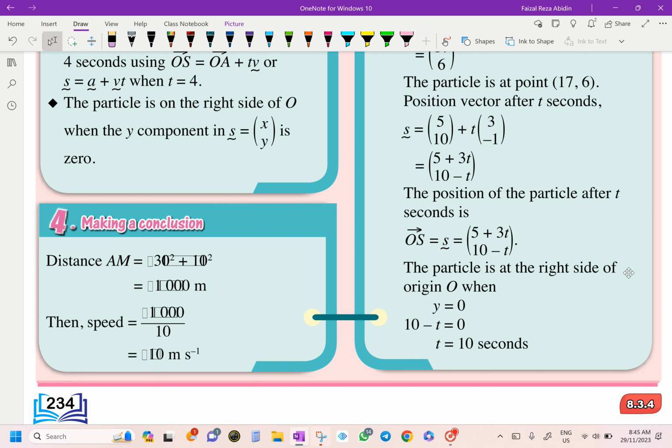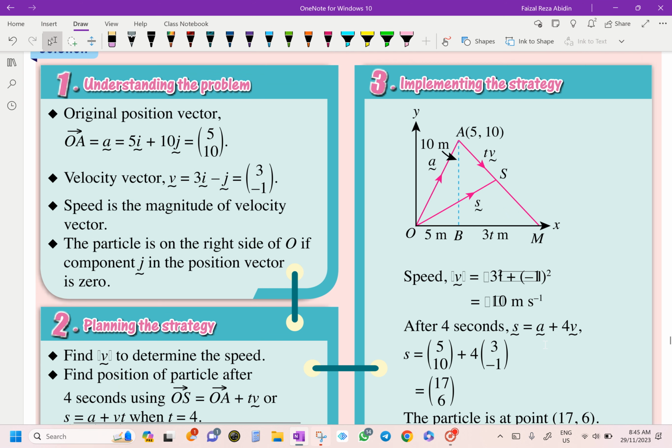Speed equals to 2 square root 10. Oh, set 10 ni. How? It is distance over time. The time just now is 10, right? So speed over here is going to be our square root 10.